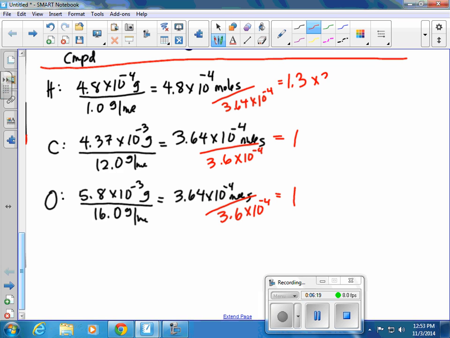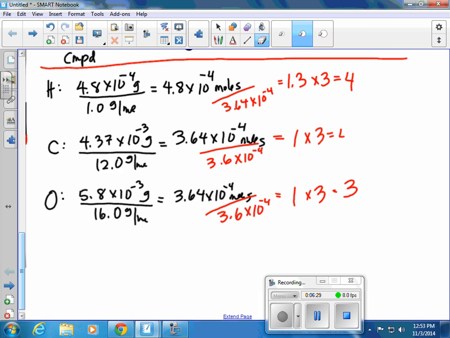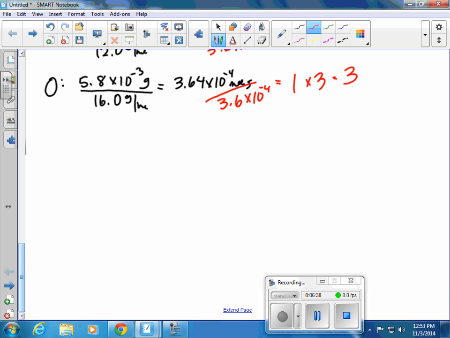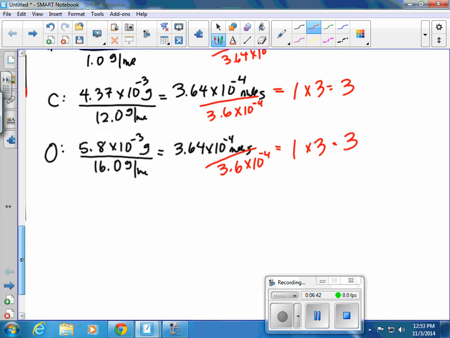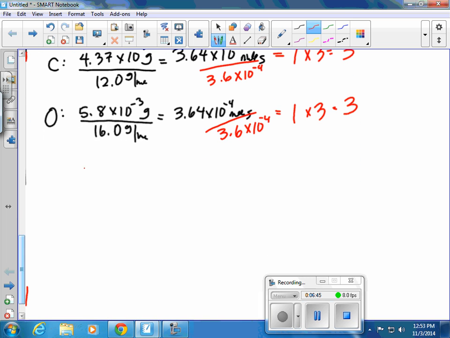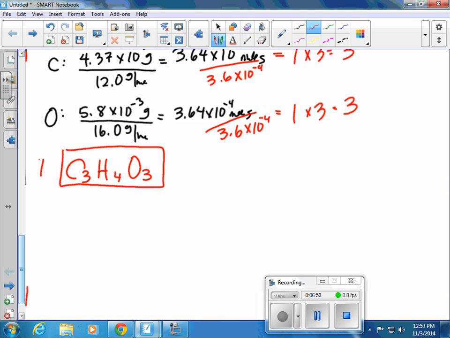So I'm going to multiply this by 3 to get it to a whole number, which is 4, times 3, which is 3. Sorry, 1 times 3. I need to go back to kindergarten, or maybe second grade, whatever it is. Okay, so there's my empirical formula. Now I get to extend a page, and I'm sure you guys are not writing small enough. So if I take a look, I can see that I have 3 carbon, 4 hydrogen, and 3 oxygen. And this is my empirical formula.